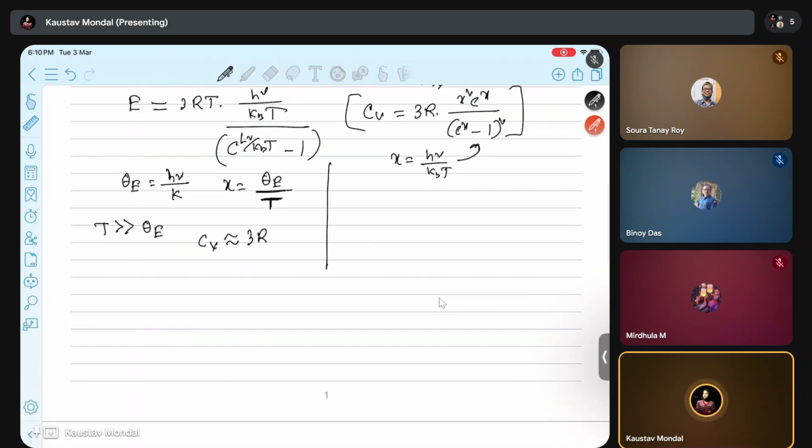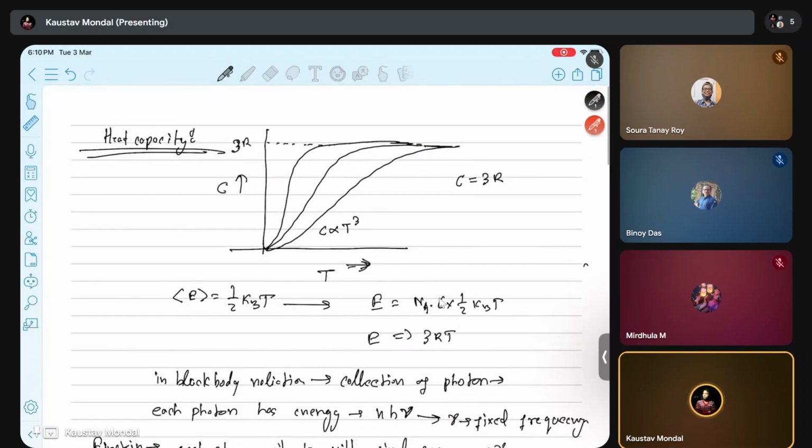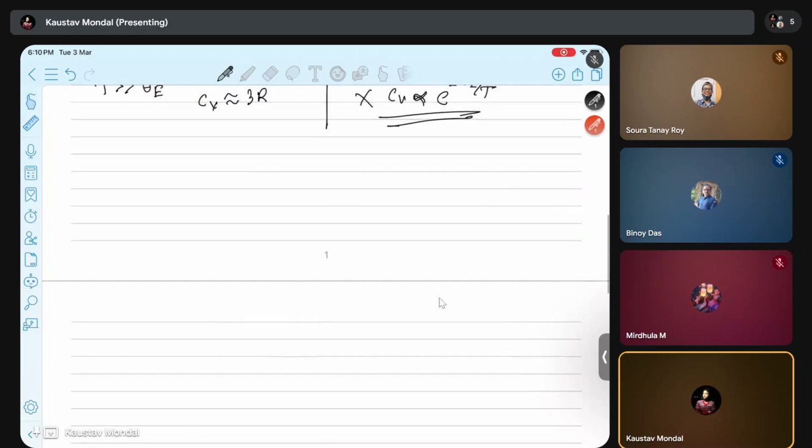But for the low temperature case, where T is less than theta E, we have shown that CV follows an exponential kind of curve, which is not there in the experimental case. So this is wrong, because experimentally it is found that at low temperature C should be proportional to T cubed, not exponential. So there is some limitation with Einstein's theory. To fix that, Debye proposed another theory.